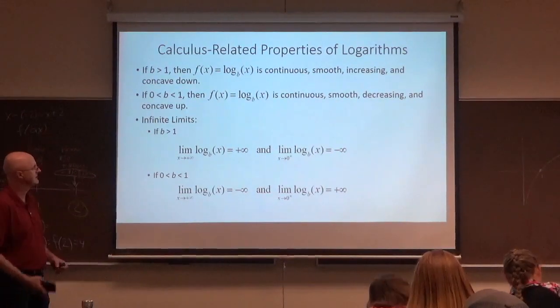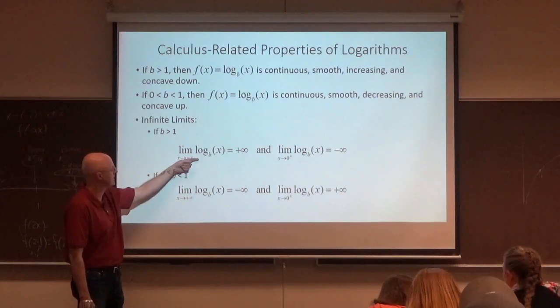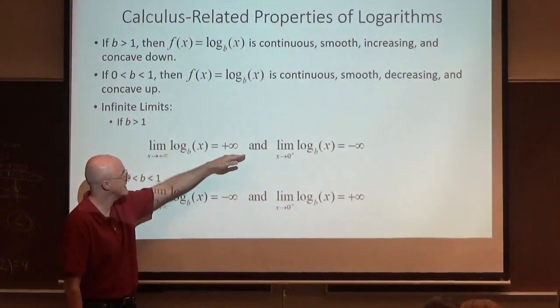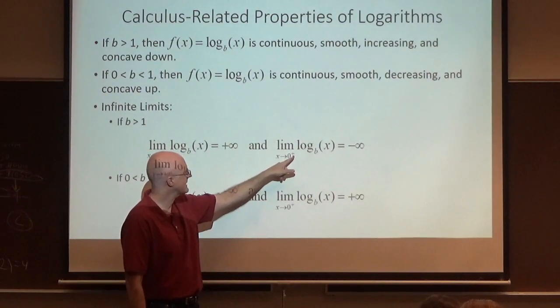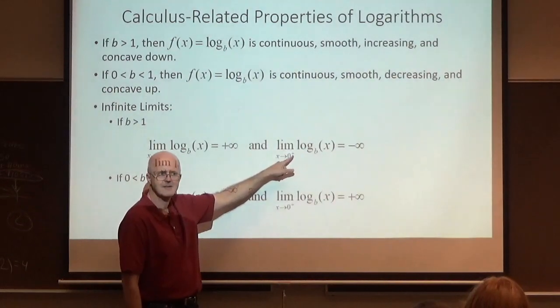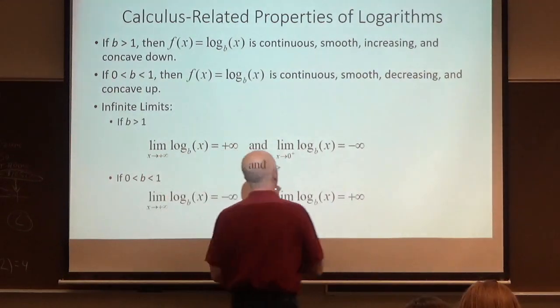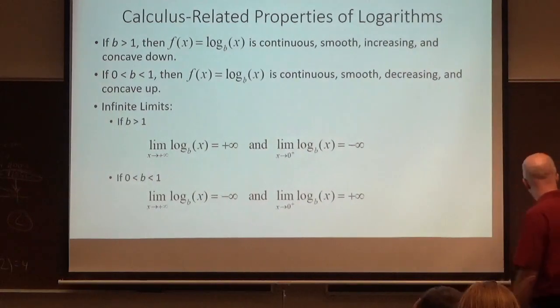You can write these limit symbols. You can say the limit as x goes to infinity of log base b of x, in this case where b is greater than 1, is plus infinity. And the limit as x goes to 0, why do I put a plus sign? Is that a typo? Does anybody know why I have a plus sign there? It's on the right side of 0. Yeah, I'm letting x approach 0 from the right. I'm not saying 0 is positive.